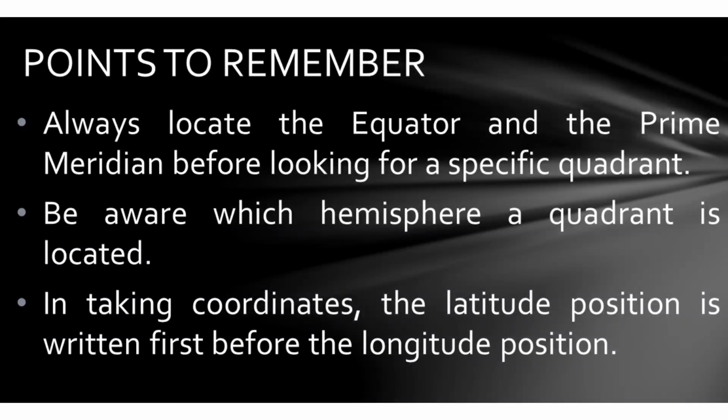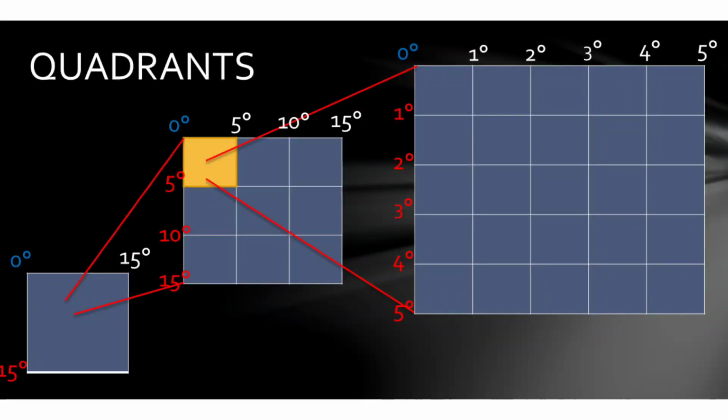Points to remember when using the coordinate system: always locate the equator and the prime meridian before looking for a specific quadrant. Be aware of which hemisphere a quadrant is located in. And in taking coordinates, the latitude position is written first before the longitude position. In locating the position of this quadrant, it is located below the equator, which is the Southern Hemisphere, and to the right side of the prime meridian, which is in the Eastern Hemisphere.